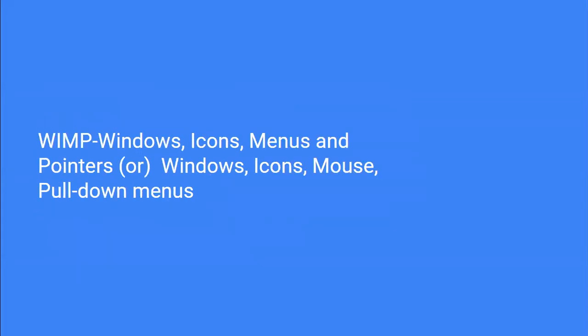WIMP. What is the expansion of WIMP? Actually, W stands for Windows, I stands for icons, M stands for menus and P stands for pointers, or otherwise we can call it Windows, icons, mouse, pull down menus.